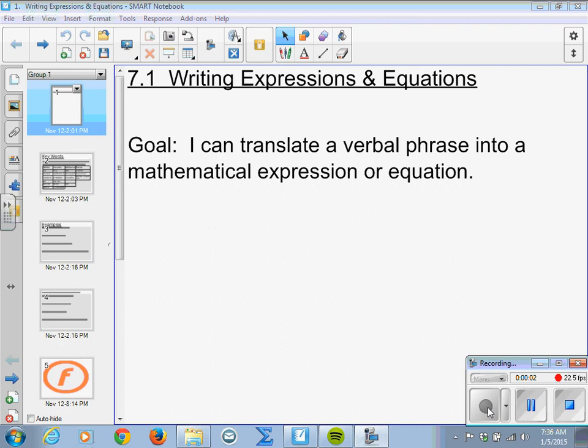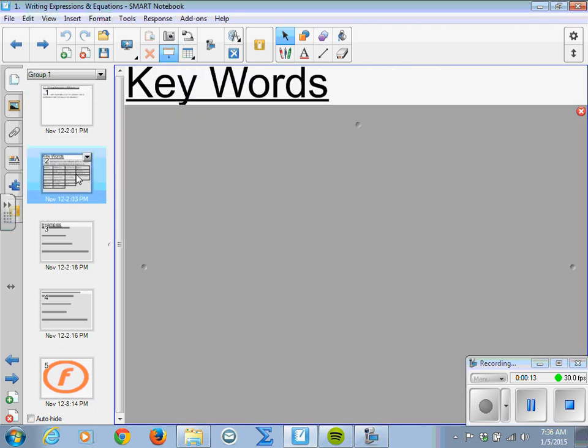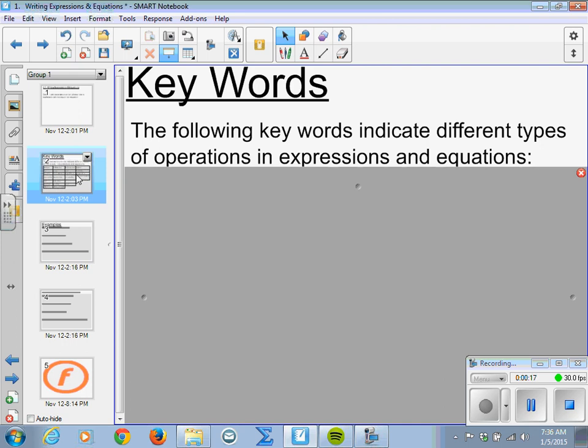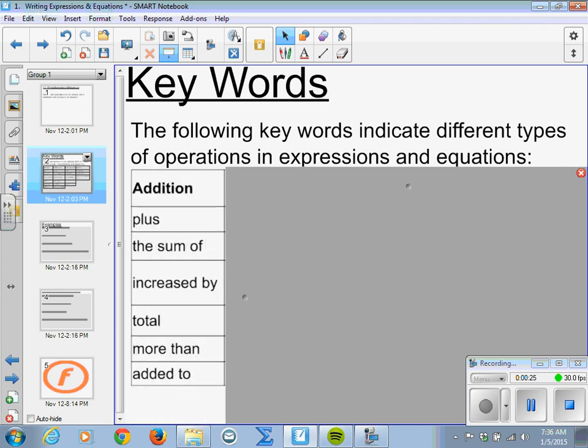Our lesson today is on writing expressions and equations. The goal is that we will be able to translate a verbal phrase into a mathematical expression or equation. So when we're given a verbal phrase and asked to write it into an expression or equation, there are some key words that indicate what type of operations we're going to be using.